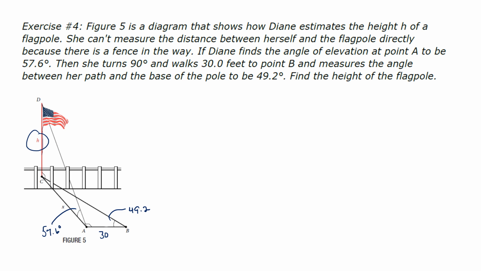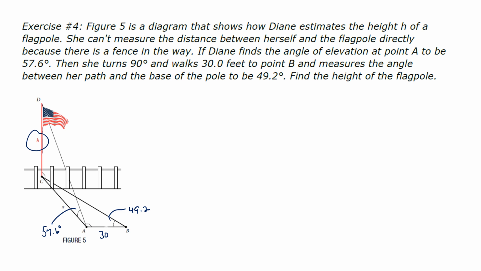Okay, so I've labeled everything that I know according to the problem that was given to me. So I have a fence, I have a flagpole on the opposite side of the fence. Diane is on the other side. We are trying to find the height of the flagpole. I know the angle of elevation when she's at point A is 57.6 degrees. When she turns 90 degrees and walks to B, her angle measure is now 49.2 degrees between her path and the base of the pole.